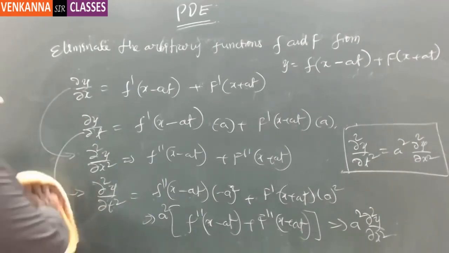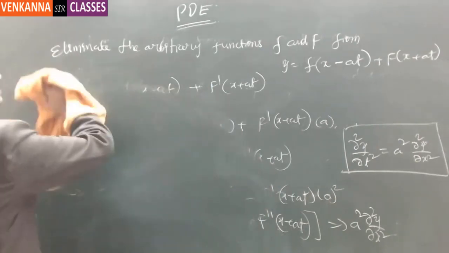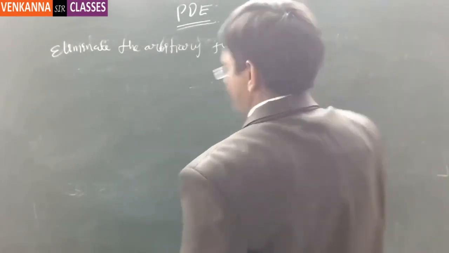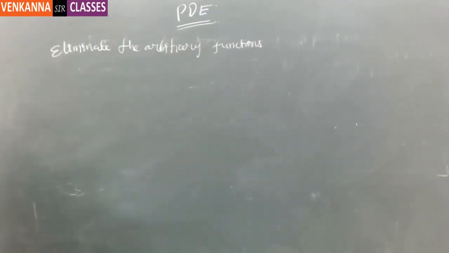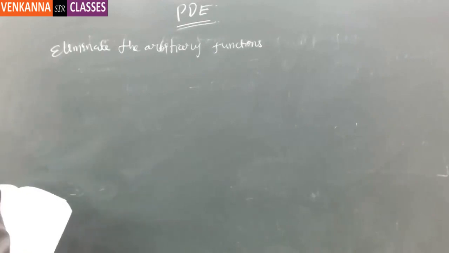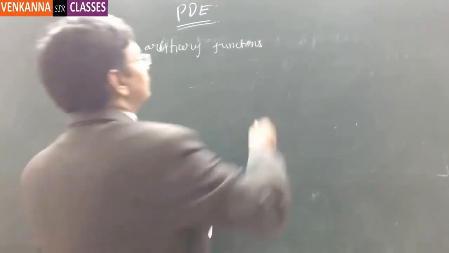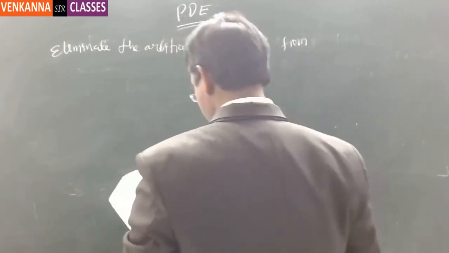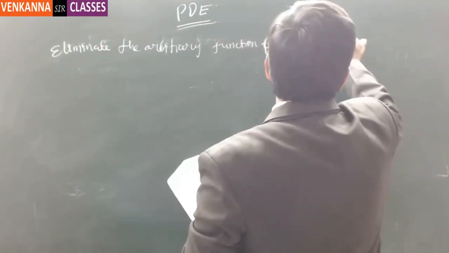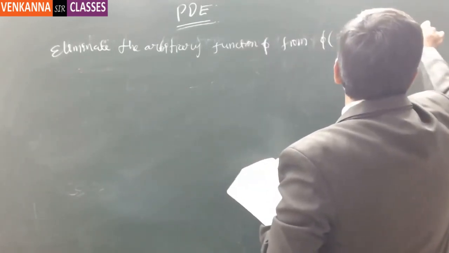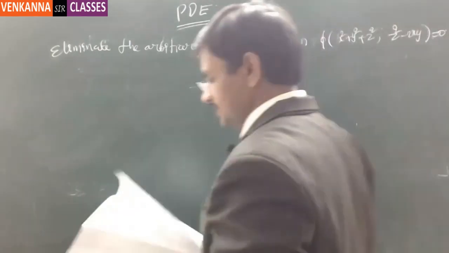Note down one more. Form a partial differential equation by eliminating the arbitrary function phi from phi of (x² + y² + z², z² − 2xy) equal to 0. Now form the differential equation by eliminating the arbitrary function.